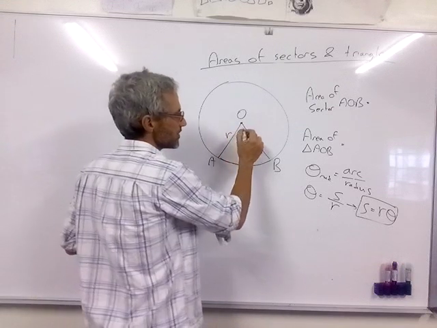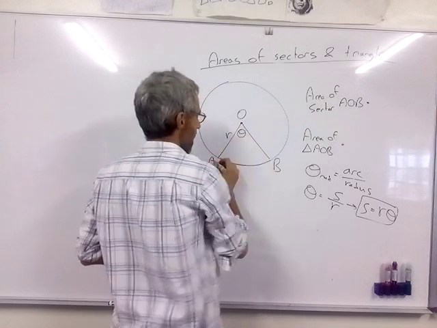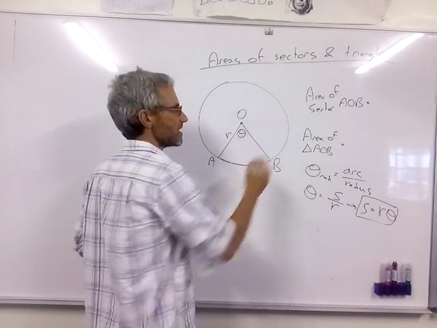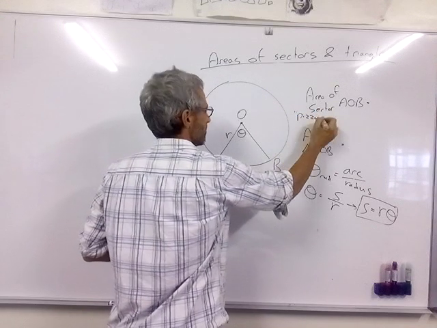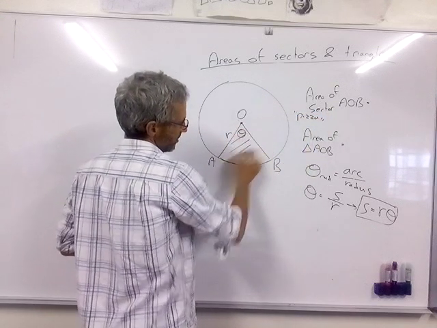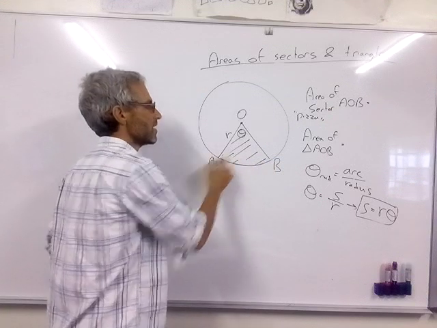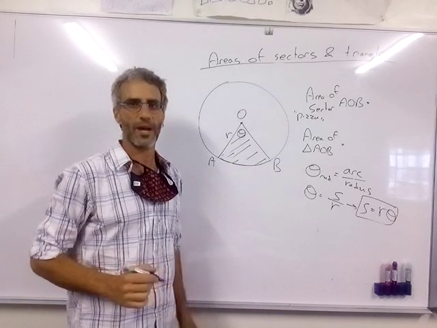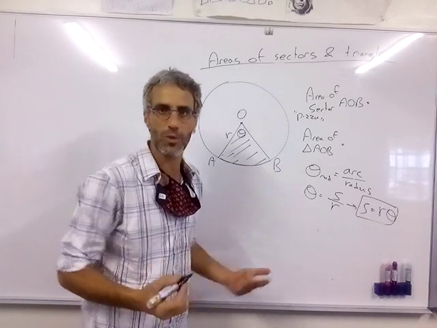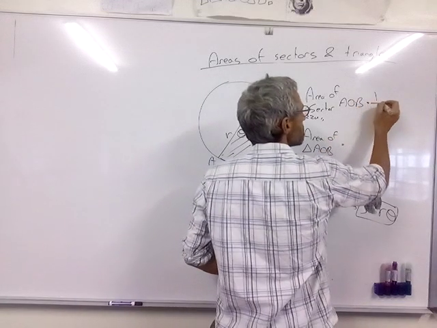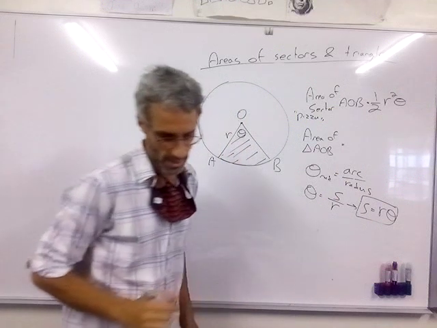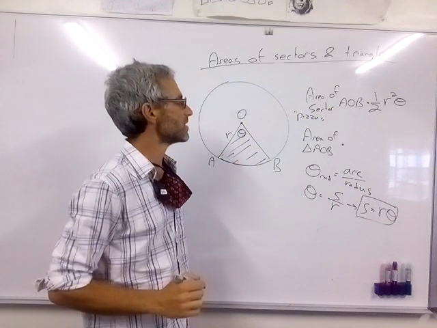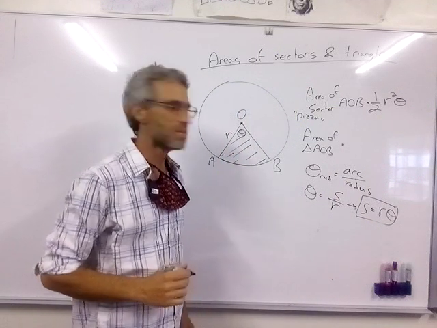The first one is a sector. Sector AOB. What is a sector? It's basically like a pizza slice. This area, I'm going to do it like that. So we're looking for that area. I'll tell you what the formula is, but we're going to also prove it. It's going to be half times r squared theta. Half times r squared theta, the area of the slice of pie or pizza.